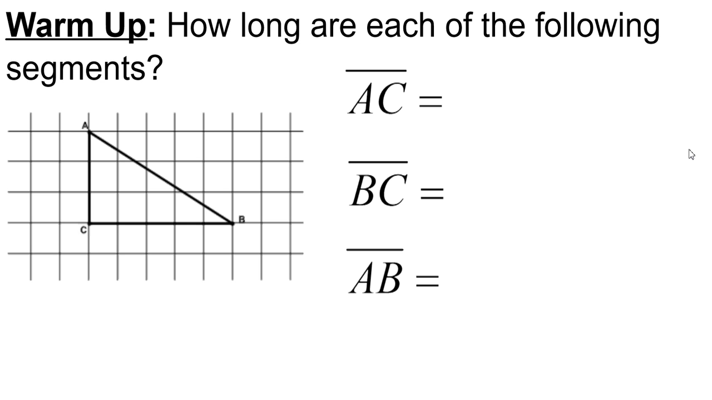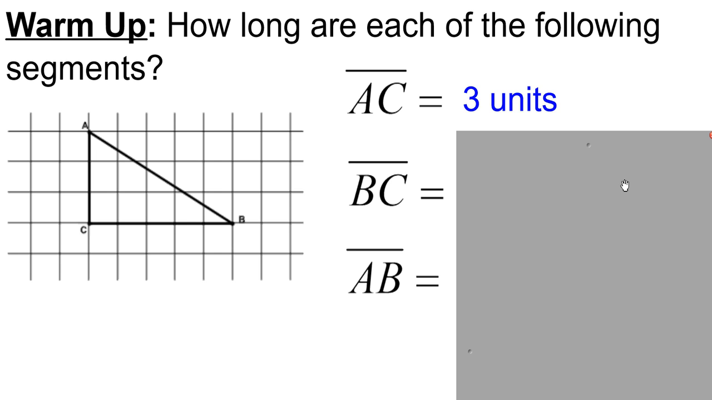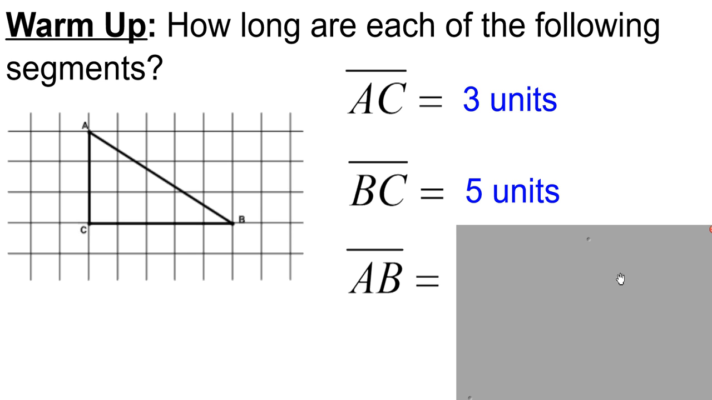Well, what you might want to think to yourself, some of the lengths that we could find pretty quickly would be AC. It's a vertical segment, and we can count the units to find its length. We also could find BC pretty quickly because that's a horizontal segment. We could count the units for its length there. So we know that the length of AC should be 3 units, and BC should be 5 units. The question is, how long is segment AB?